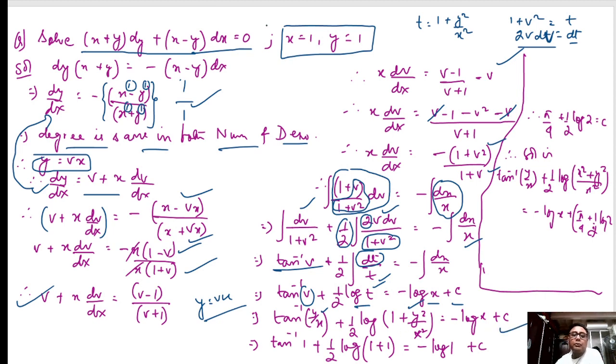And now we have to find the value of c. So if x is 1, y is 1, that means keep putting x as 1 and y as 1. So this becomes tan inverse 1. This becomes half log 1 plus 1. This is minus log 1. Log 1 is 0, so this becomes 0. This is half log 2 and tan inverse 1 is pi by 4. Tan inverse 1 is actually pi by 4.